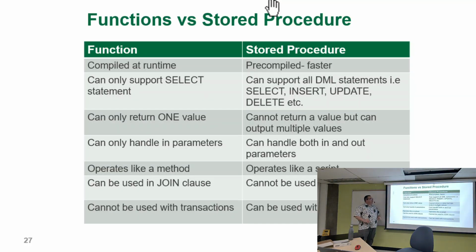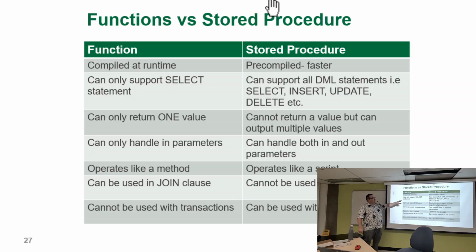Okay, so functions versus stored procedures. Functions are compiled at runtime. They can only support select statements. They can only ever return one value. Can only handle inbound parameters. It acts like a method. So if you're talking about object-oriented programming, it's like a method on a class. It can be used in join clauses, cannot be used within transactions. And when I say that, it means you can use it in a transaction, but the transaction cannot exist inside the function. The function itself can be used in a transaction, but you cannot call the transaction within a function.